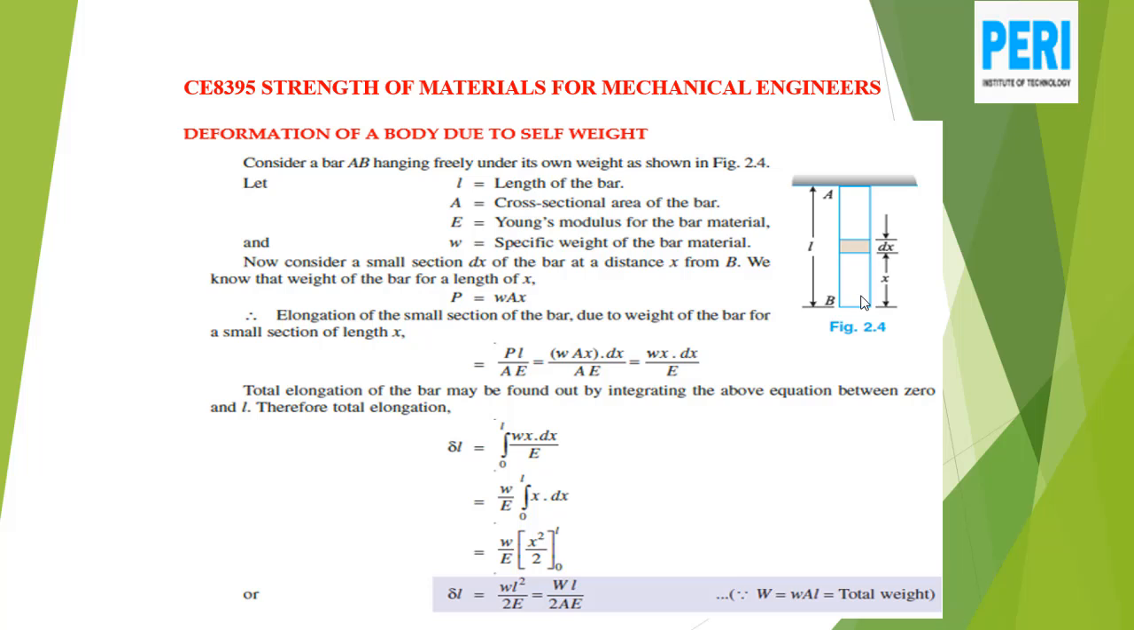Then w is the specific weight per unit length. If it is the whole length, it becomes the weight of the bar. So w L equals capital W. Then this equation becomes W L by 2AE.